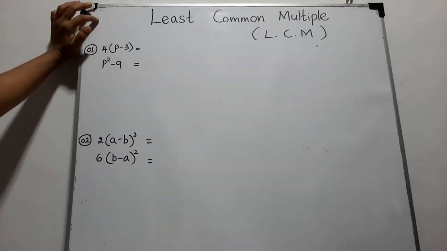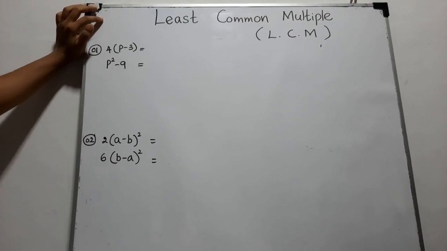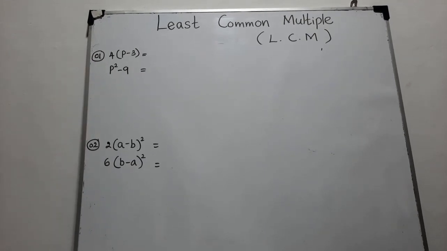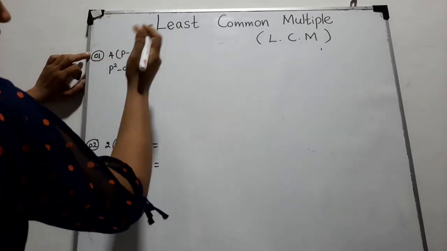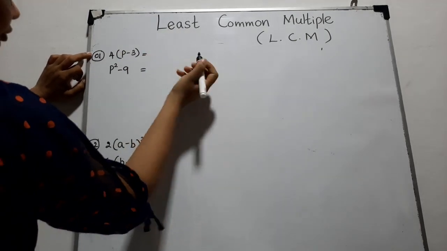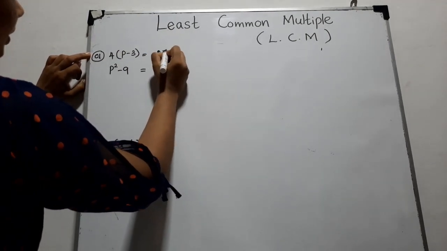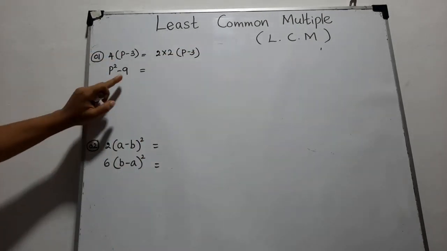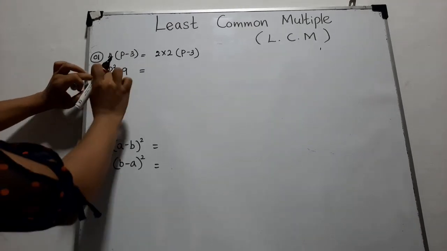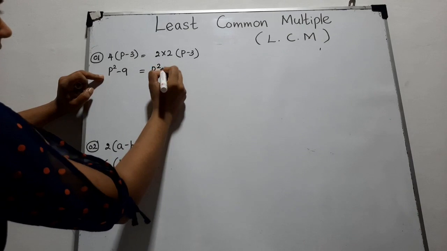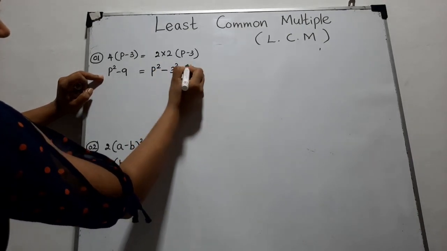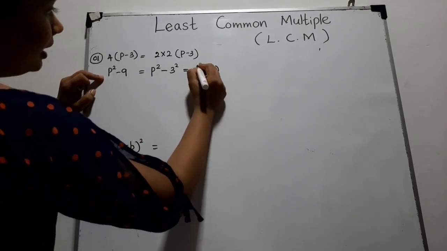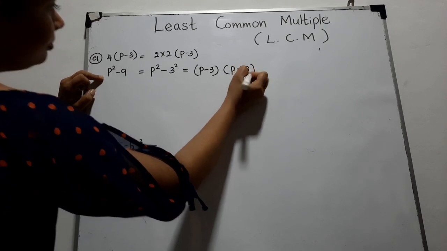Let's learn LCM of binomial expressions further. Here 4 times p minus 3, and here p squared minus 9. We have to write those expressions with their factors. 4 can be written as 2 into 2 into p minus 3. Can you remember p squared minus 9? Difference of two squares. This can be written as p squared minus 3 squared. We can factorize this further. How? p minus 3 times p plus 3.